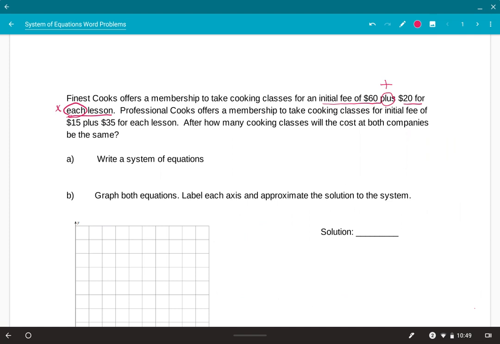So for Finest Cooks, we're going to write the equation. So Y, and I'm going to put an F here just so I know it's Finest Cooks. So our initial fee is $60. You have to pay that $60. Then you are paying $20 for each lesson that you take.